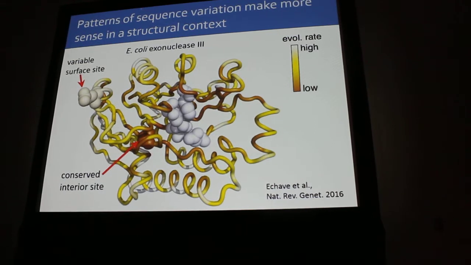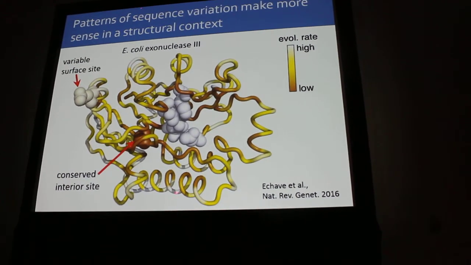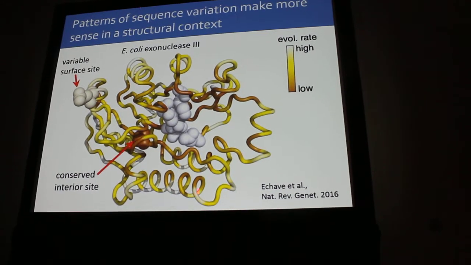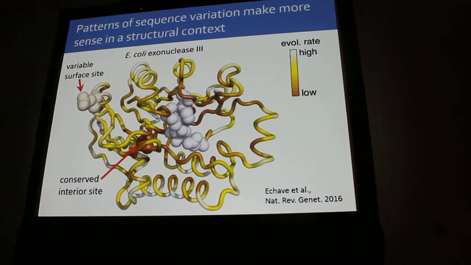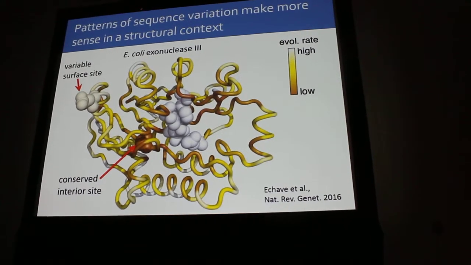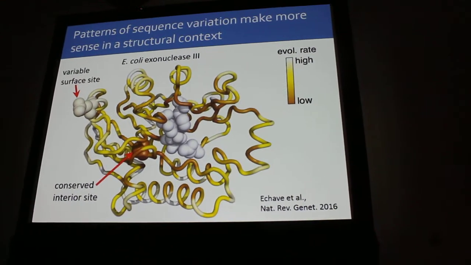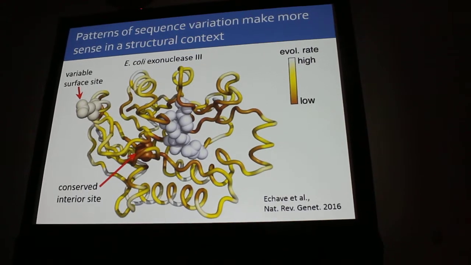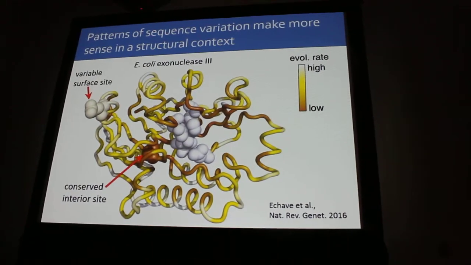And the interesting thing is, if you, for example, look at this helix, you go back and forth: variable, conserved, variable, because you alternate between exposed and buried. And so in the alignment, it makes no sense. But in the structure, it makes perfect sense. That's something that people have known for quite a while, that buried residues are more conserved than exposed residues.